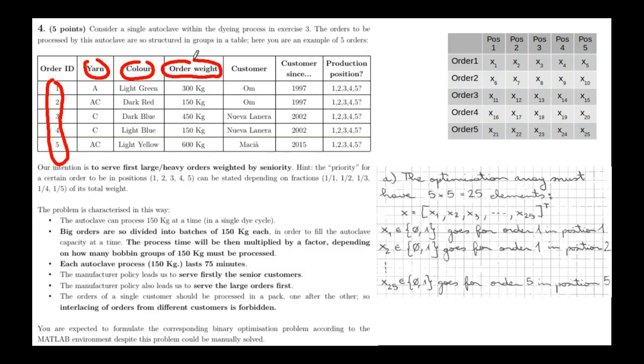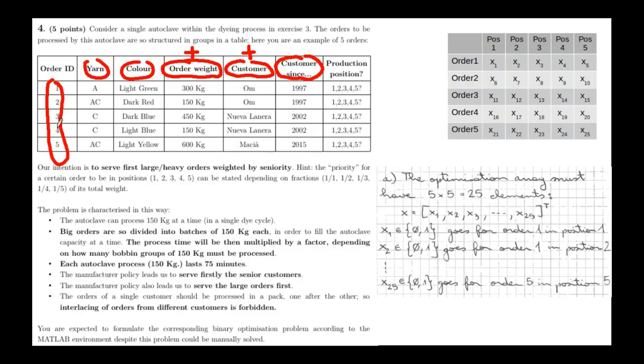This is the weight. That's very important in our problem, as you will see later on, and this information about the customer will also be important. These customers have been our customers since 1997 and these years. So the question is, which order shall I produce first?